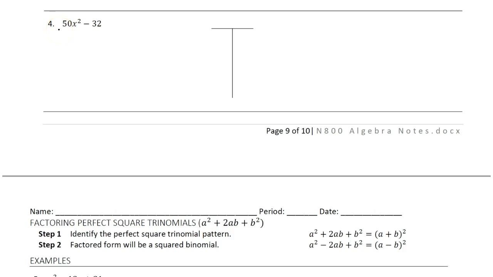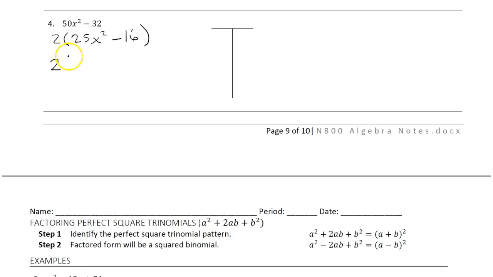50 is not a perfect square, nor is 32. But I notice that they're both divisible by 2, so I try factoring out a greatest common factor, and I get 2 times 25x squared minus 16. Now I have my special case. Instead of once again doing it the long way, we'll go straight to the shortcut.